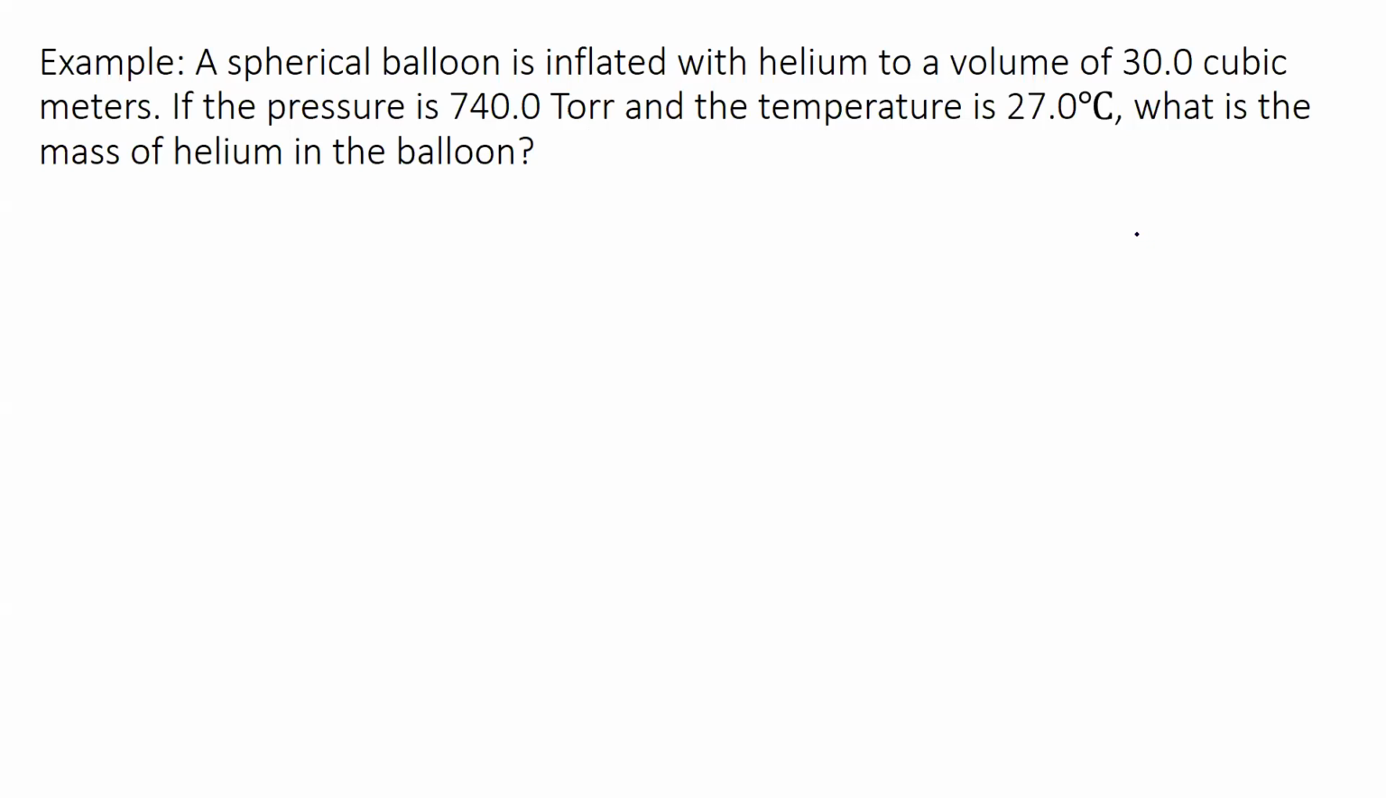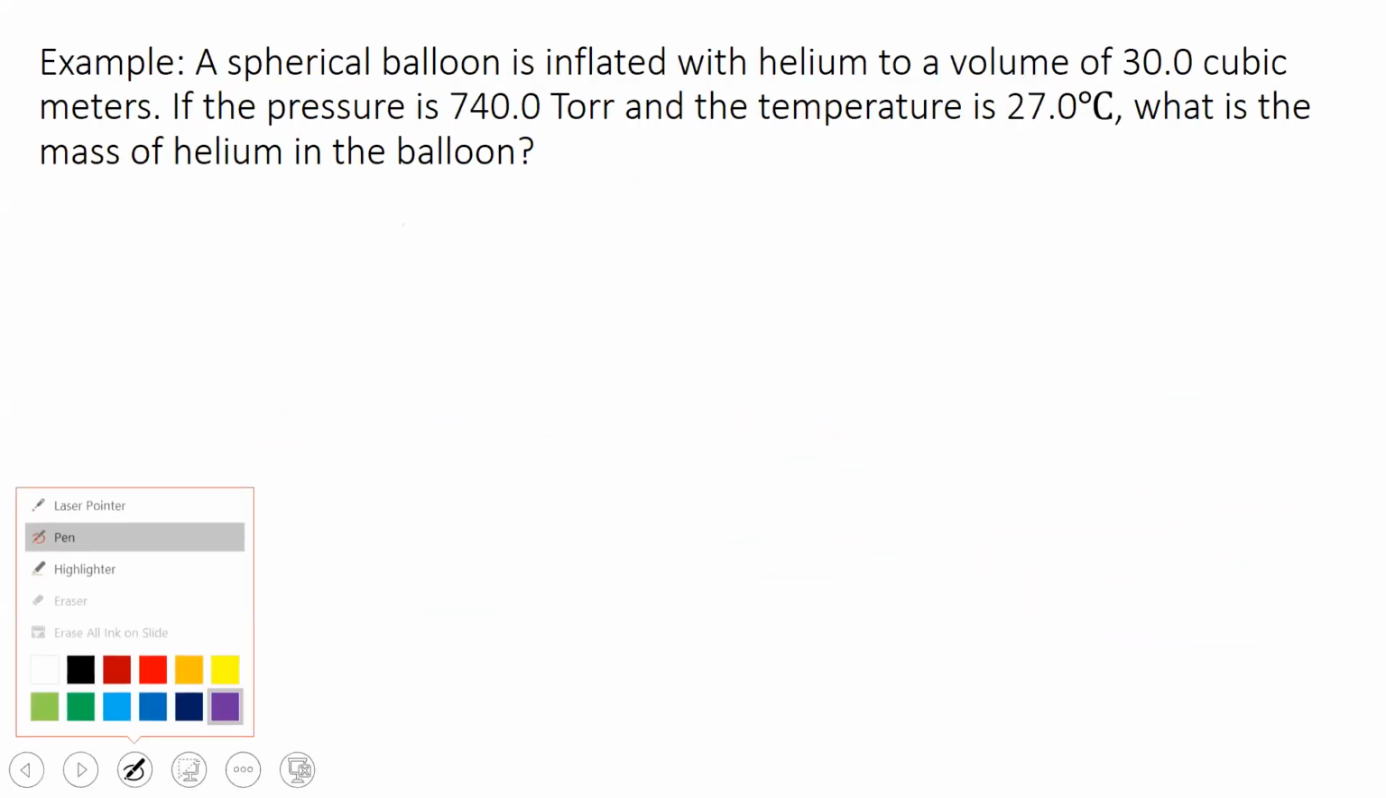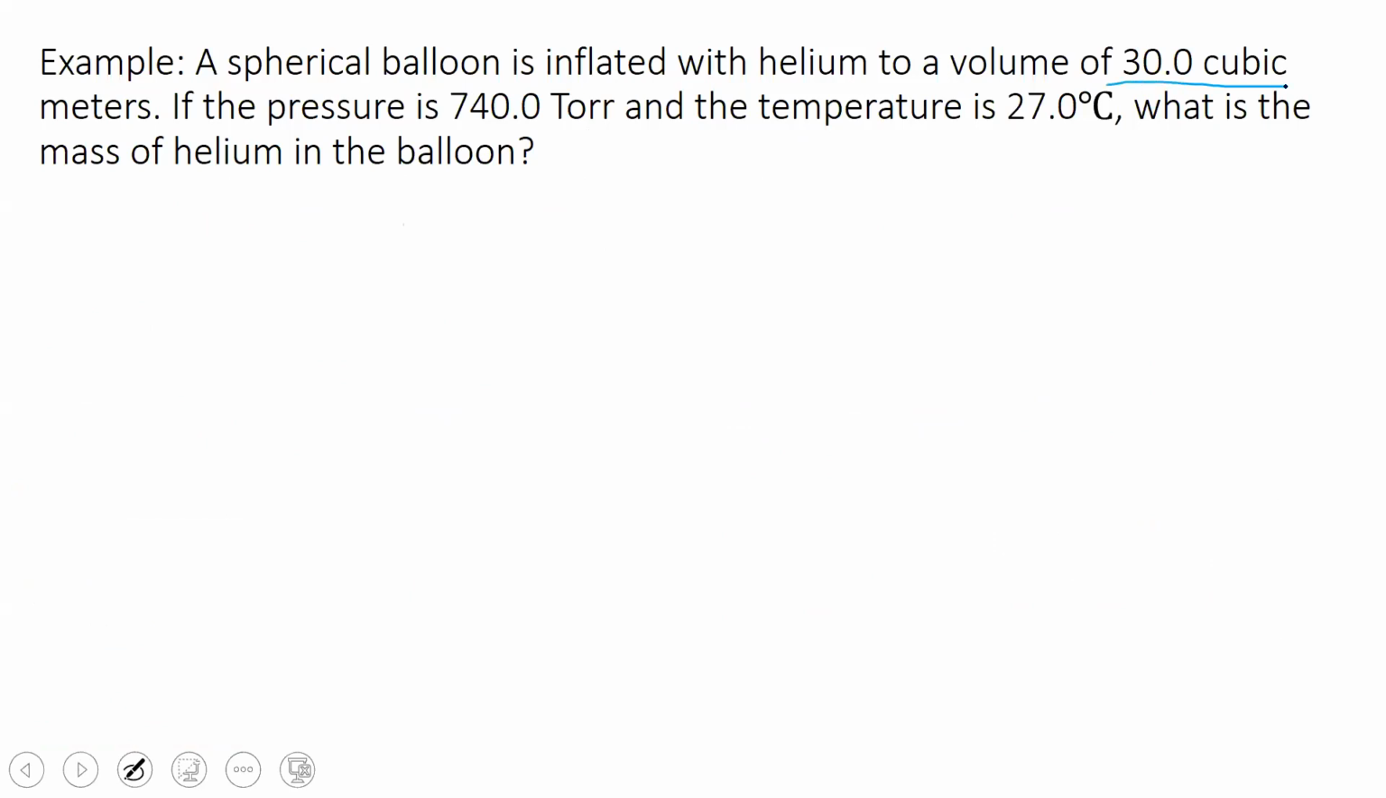A key take-home here is identifying what you're given. You're given a volume of 30 cubic meters, a pressure in torr, and a temperature. And you want to know, in this case, a mass. But the mass isn't directly related for any given gas. What is related is the number of moles. So if you're given the volume, the pressure, and the temperature, you can think of this as an ideal gas law question.